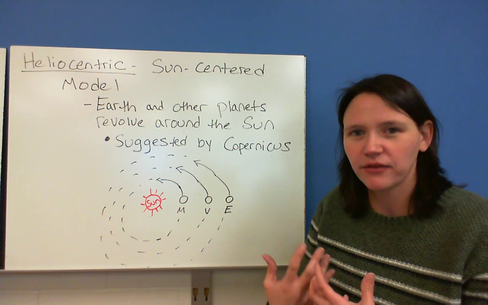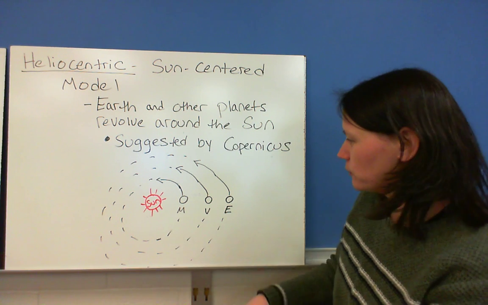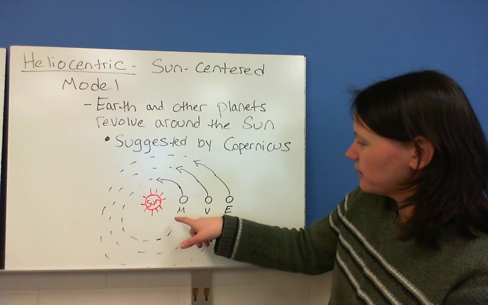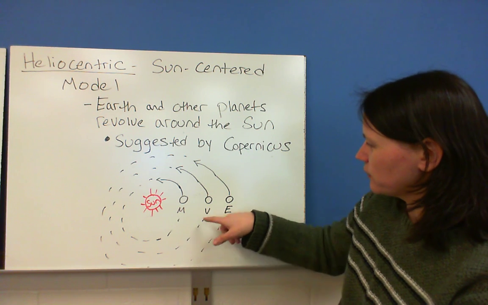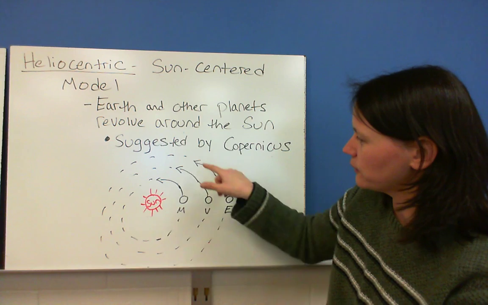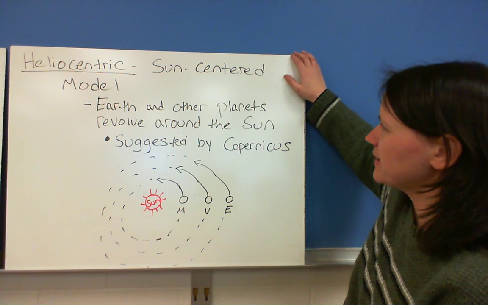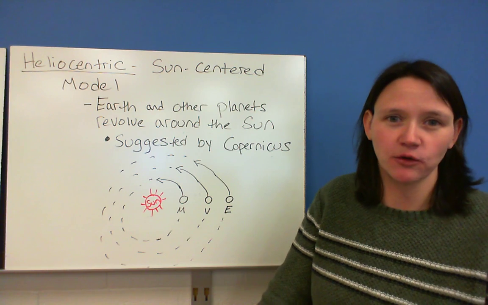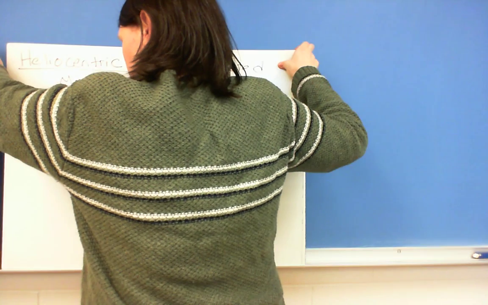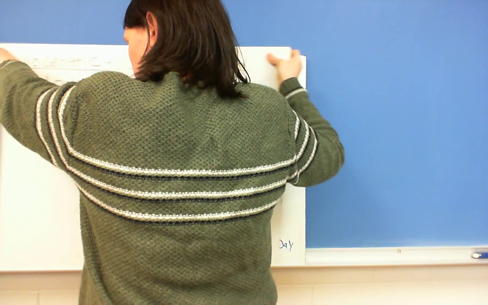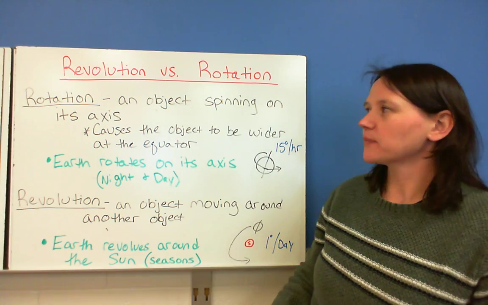And with this model, it helped explain things like retrograde motion, because you've got the sun in the middle, and then Mercury, Venus, Earth. Okay, so these planets are all going around the sun. So that is the model, obviously, that we go with today. Now, some other things to look at.